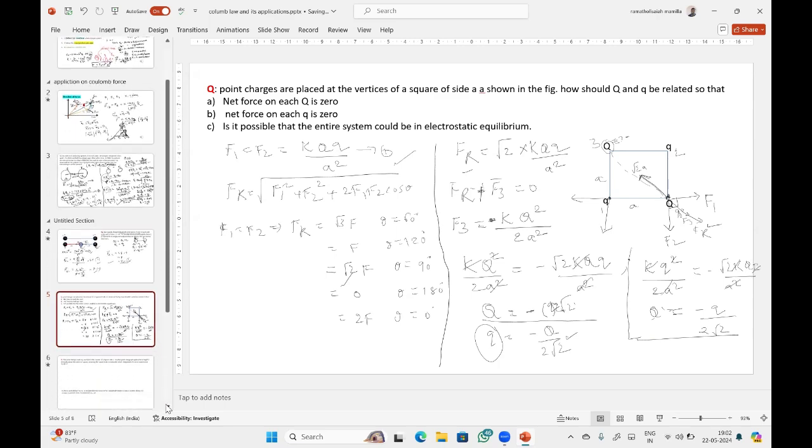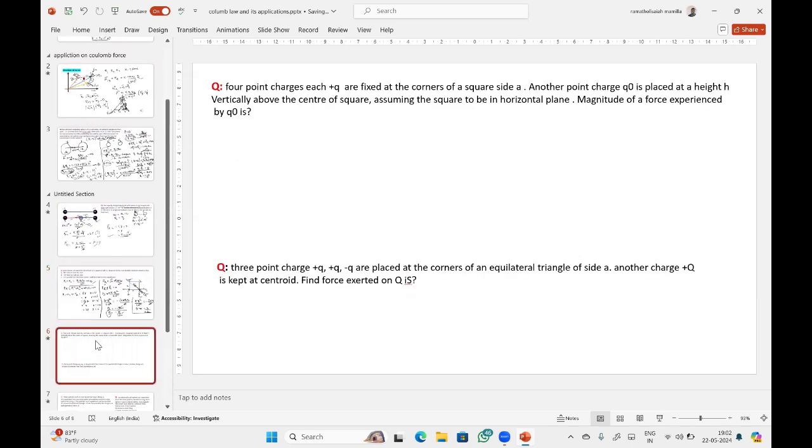So next model we will see. Here 4 point charges are given, fixed at the corners of the square of side A. Another point charge Q naught is placed at height h vertically above the center of the square. This model I will explain simply. You have to take a diagram like this: in the horizontal plane the square is there, and at the 4 corners there is plus q, plus q, plus q and plus q. From the center, at a distance h, there is the Q naught charge.